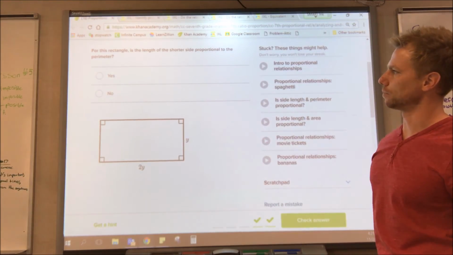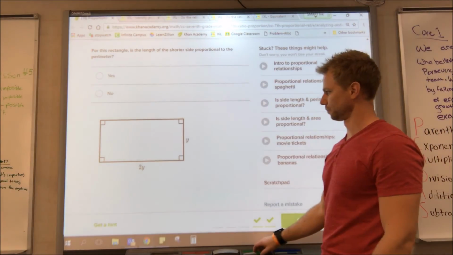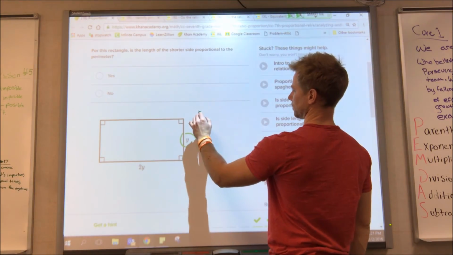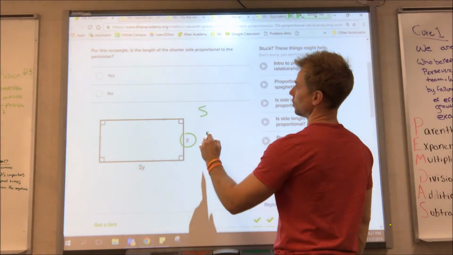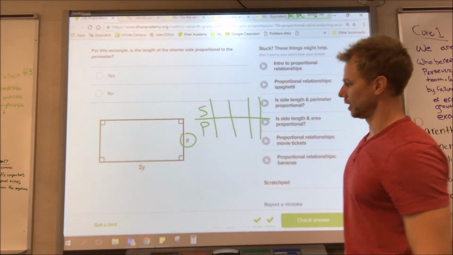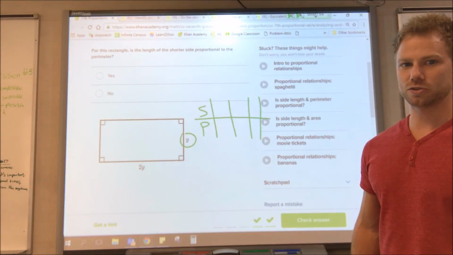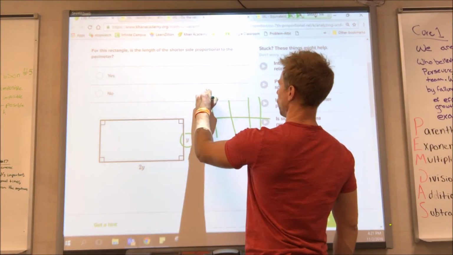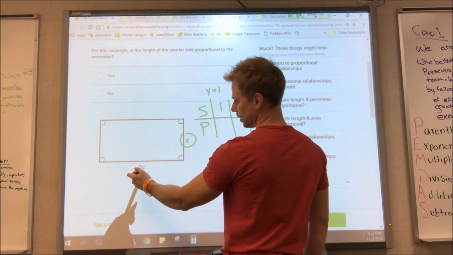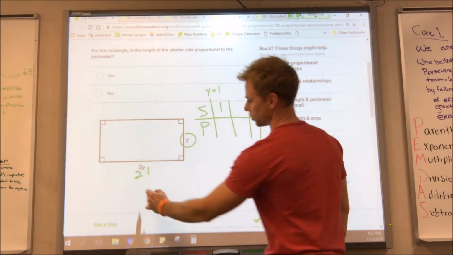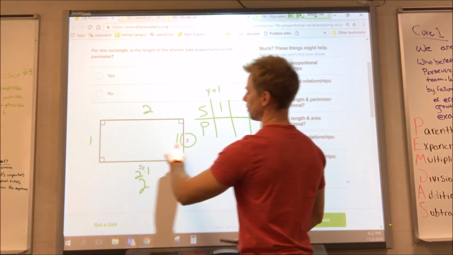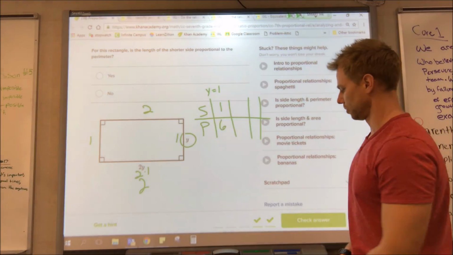Is the length of the shorter side proportional to the perimeter? Okay, so here's the shorter side. So we're going to make a table, and we'll use S for shorter side. We'll use P for perimeter. Since they just give us a letter, that means we can pick any number we want. So let's say y is 1. So length of the shorter side is 1. The perimeter, this would be 2 times 1, which is 2. So it'd be 2, 4, 5, 6. So the perimeter is 6.